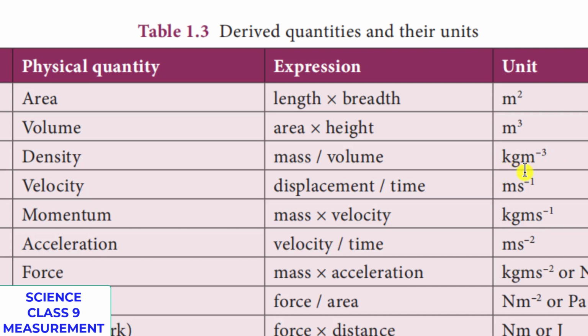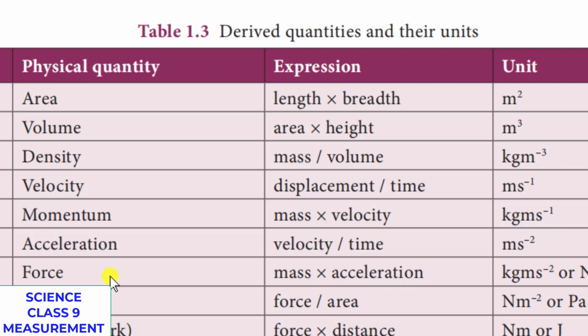Okay, there should not be any space between the two physical quantities. Keep in mind. And then momentum, mass into velocity, kilogram meter per second. You know, velocity is meter per second, and mass kilogram, so kilogram meter per second. Then acceleration is velocity by time, meter per second squared or meter second power minus 2.